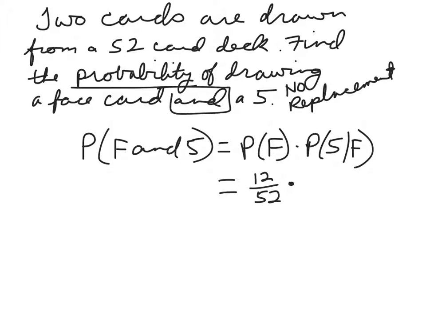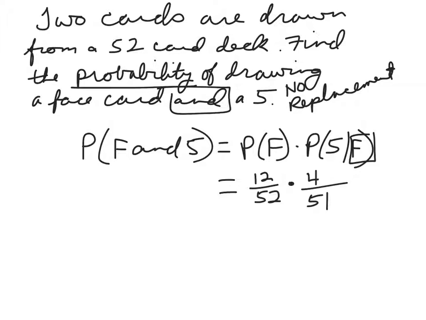Times, and now we're going to assume that we got a face card on the first and find the probability of picking a 5. Okay, well, if I got a face card on the first, then for the probability of getting a 5 on the second, there'd still be 4 5s left in the deck, but I'd only have 51 cards left in the deck.